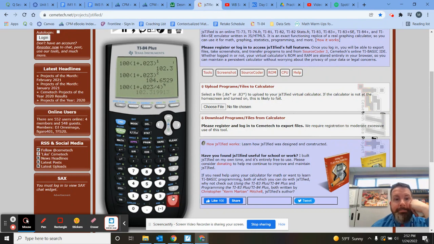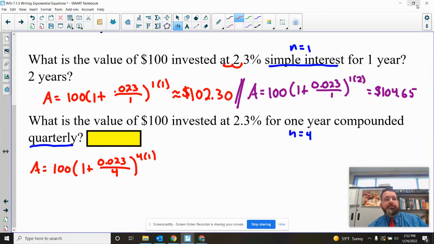Okay, let's see where we end up. So $102, and this would round to 32 cents. $102.32. Here's the thing about compounding.